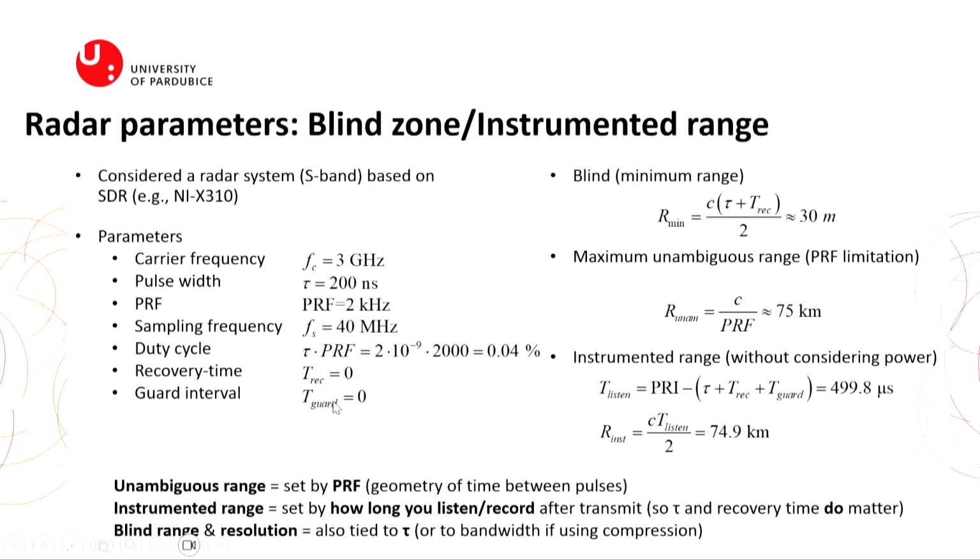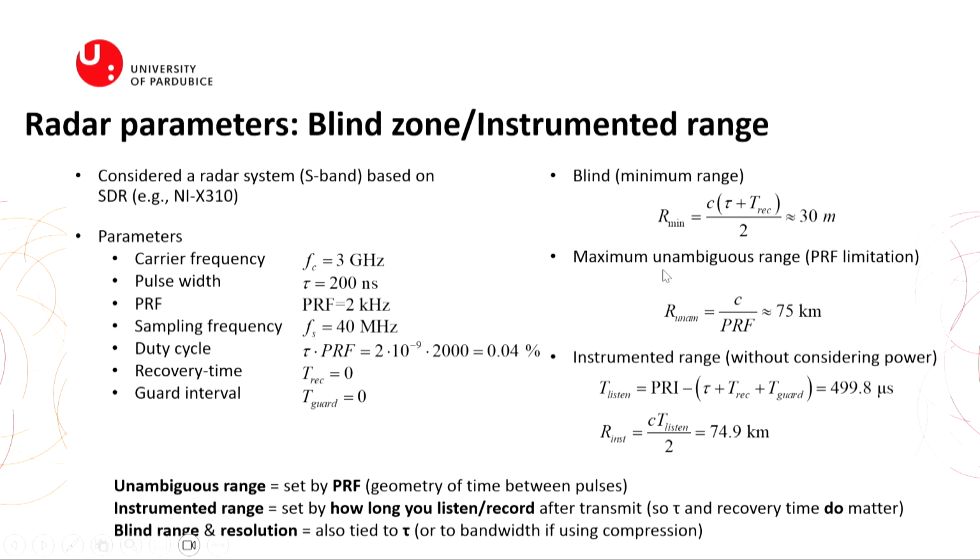I just want to show you that there is more, some recovery time, guard intervals, but you can see I set to 0 because I don't care about them now. So what will be the blind zone? The minimum range where I can detect a target. For me, based on this parameter, it is only 30 meters. It is not so bad, because from 40 meters, 50 meters, I can easily receive reflection from a target, but not until 30 meters.